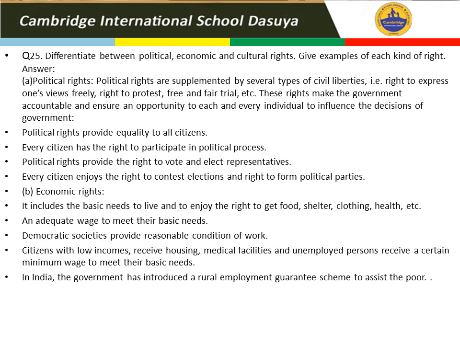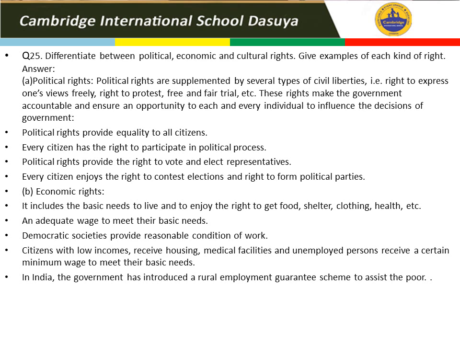Now question number 25. Differentiate between political, economic and cultural rights. But if you have done it in short, marks will be awarded to you. Okay, so don't worry. Political rights: what will you write? First of all, right to express one's view freely, right to protest, free and fair trial. Then equality to all the citizens. Every citizen has a right to participate in the political process.